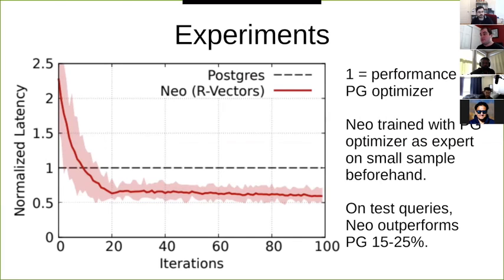So initially we started out, even though we had trained on the Postgres expert on some different queries, we still started out 2 to 2.5 times worse than the expert. But quickly, within about 20 iterations, which represents about 18 real hours, we were able to outperform the Postgres expert by a reasonable margin, 15 to 25%. And we did tune the Postgres optimizer to try to get the maximum performance that we could here.